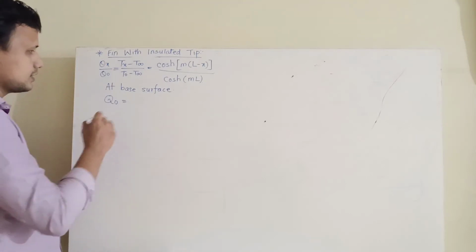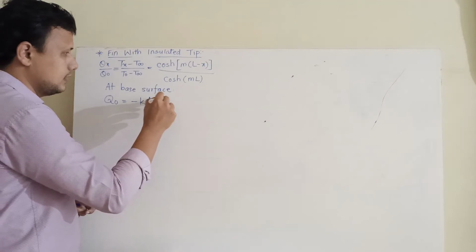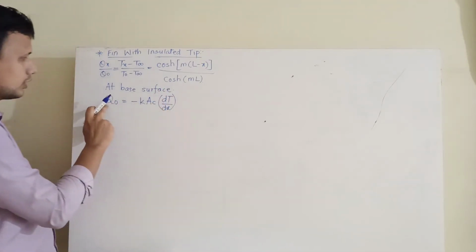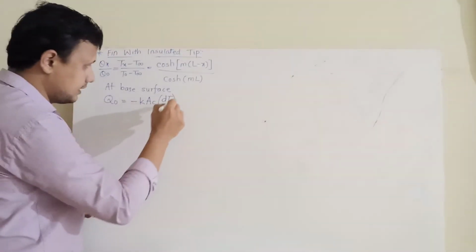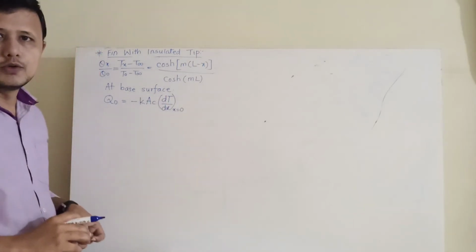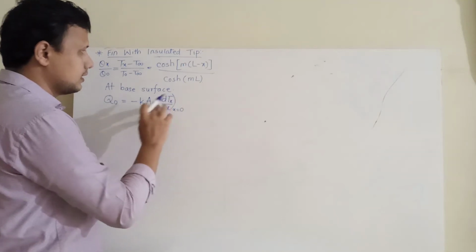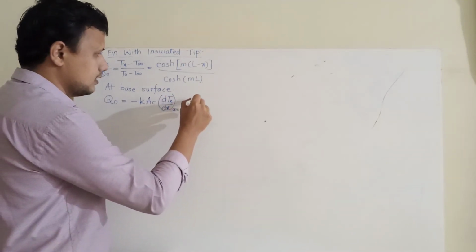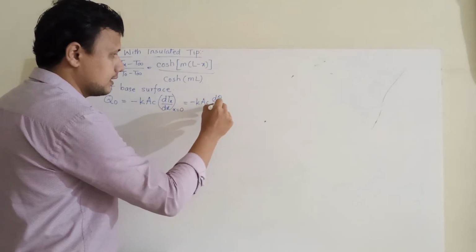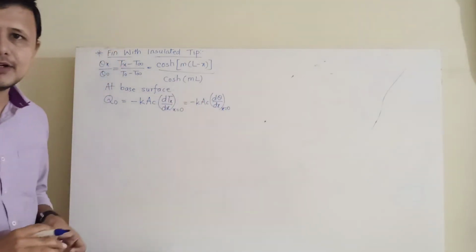So this Q0 is nothing but, because it is conduction, minus K A C into dT by dx. But remember, now because we are talking about the base surface, this entire physics, this dT by dx will be applicable at x is equal to 0. And also we have derived that this parameter is nothing but, also we can write it as d theta by dx. Again, this d theta by dx is applicable at x is equal to 0.